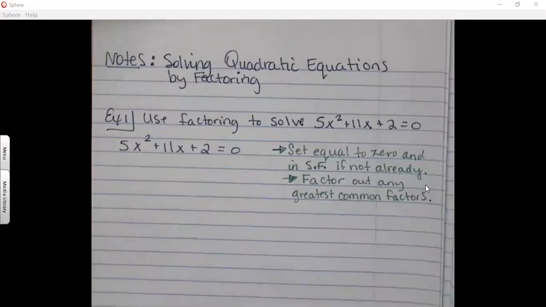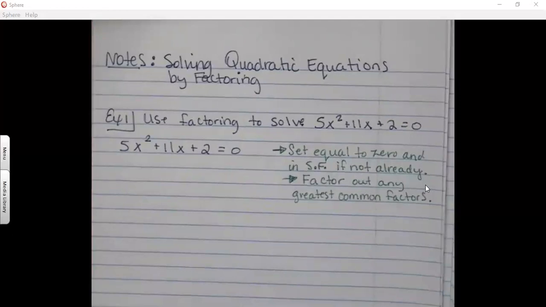Do I have a greatest common factor? Is there a number that will divide into 5, 11, and 2 evenly other than 1? No. 1 is the common factor, but it doesn't help to factor it out. So do we have x's in every term? No. So there's not a greatest common factor. Excellent. So the next thing I'm going to do is define A, B, and C.